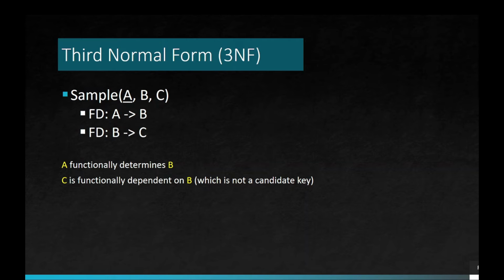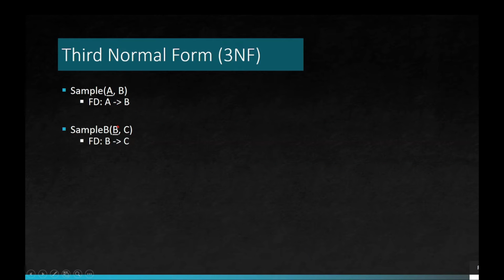So this is how transitive dependencies come about. We have an attribute which is dependent on a non-key attribute. So the solution is to create another entity. Now we have two entities: the original sample entity, and then the sample B entity. The non-key attribute B, which C was dependent on, now becomes a primary key in its own entity, and is now a foreign key in the sample entity.